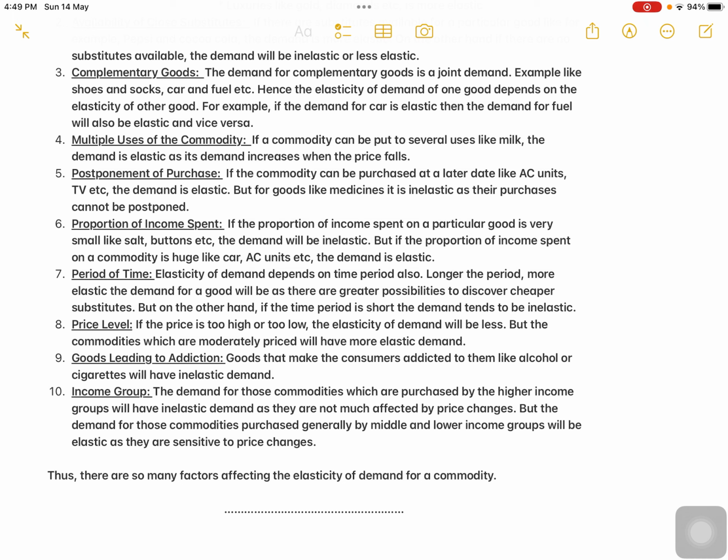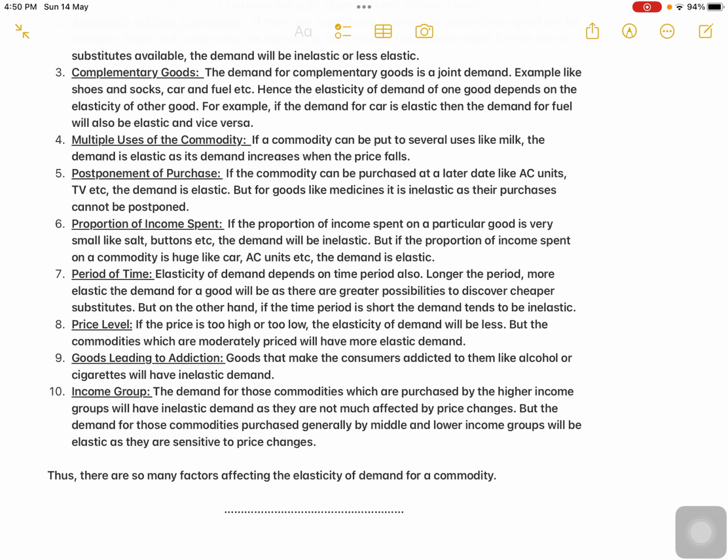Okay, then goods leading to addiction. Some of the commodities like alcohol, tobacco, people who are addicted, they are habituated to it. They cannot survive without that. So whatever may be the price of those commodities, they will have to consume. So those commodities will have inelastic demand. Goods that make the consumers addicted to them, like alcohol or cigarettes, will have inelastic demand.